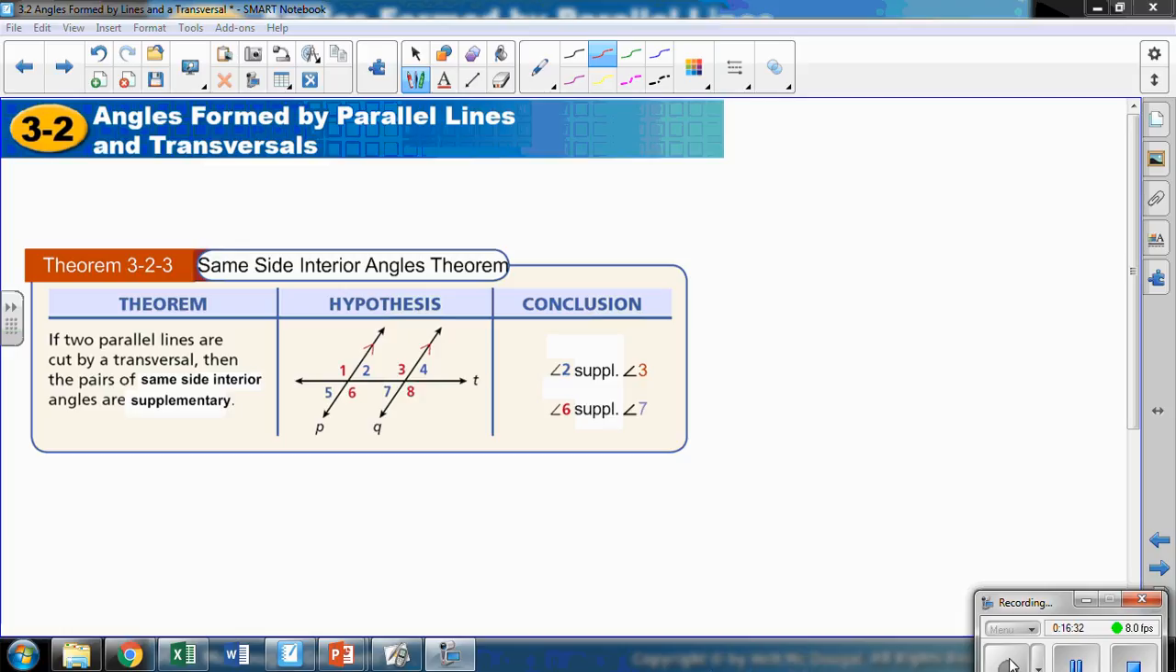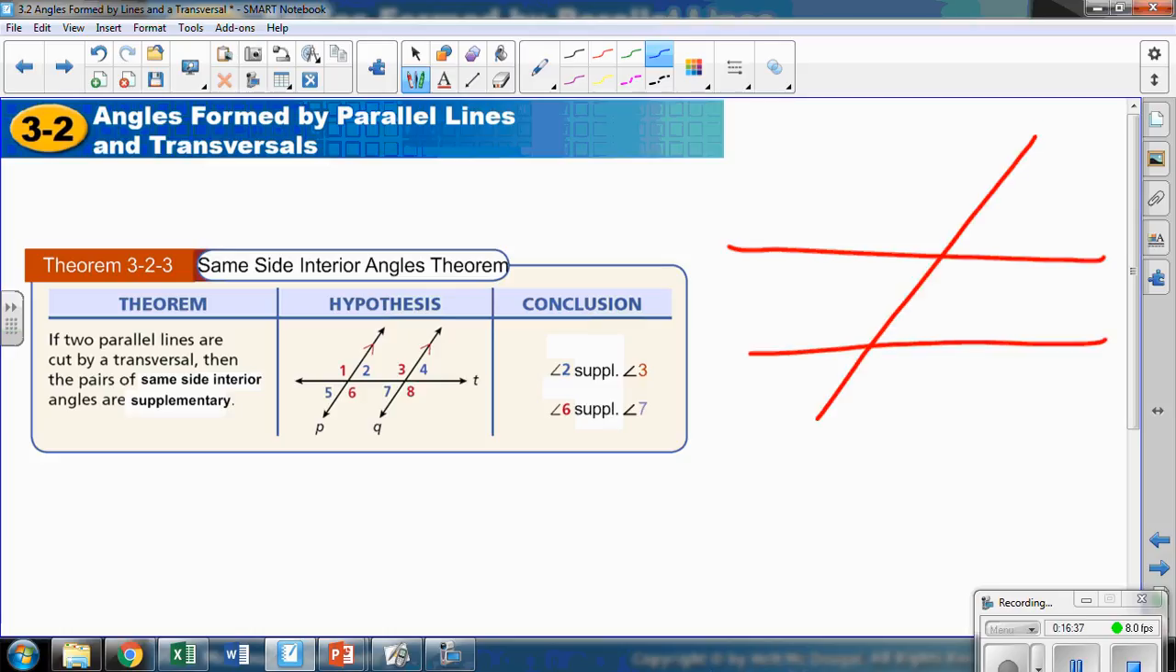And we can just very, very rapidly see that. Here are same side interior. You mean to tell me that those are congruent? Obviously not. One of them we can see is acute. One of them we can see is obtuse. So one of them has to be smaller than 90. One of them has to be bigger than 90. There's no way that they can be congruent.